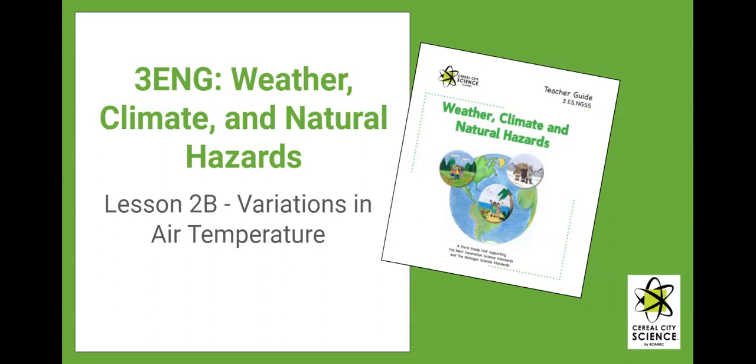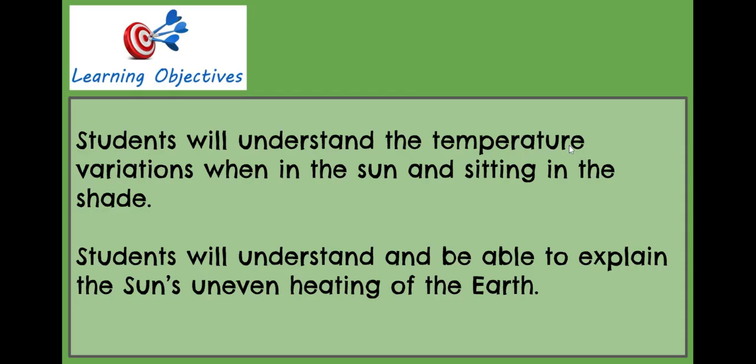Today we're going to talk about the variations in air temperature. Our learning objectives: students will understand the temperature variations when in the sun and sitting in the shade. Students will understand and be able to explain the sun's uneven heating of the earth.